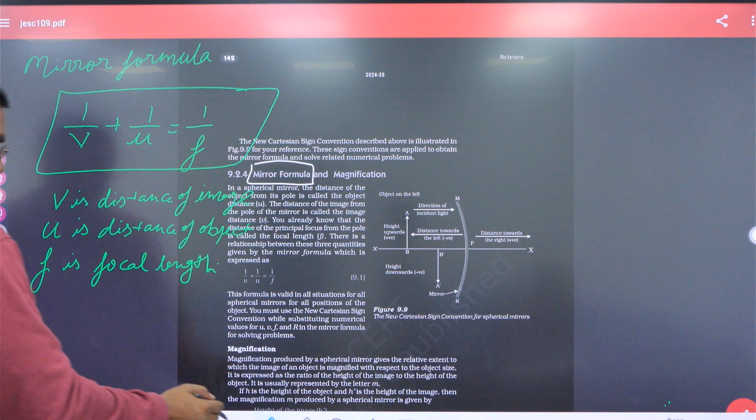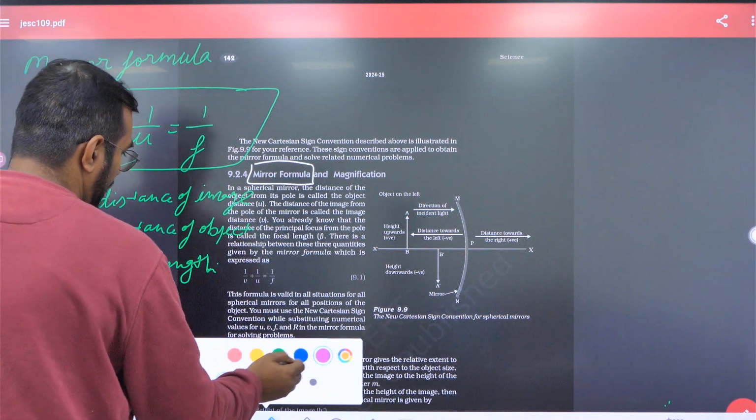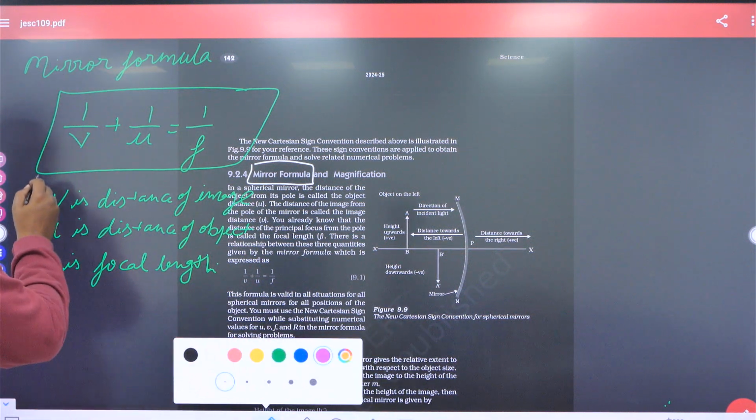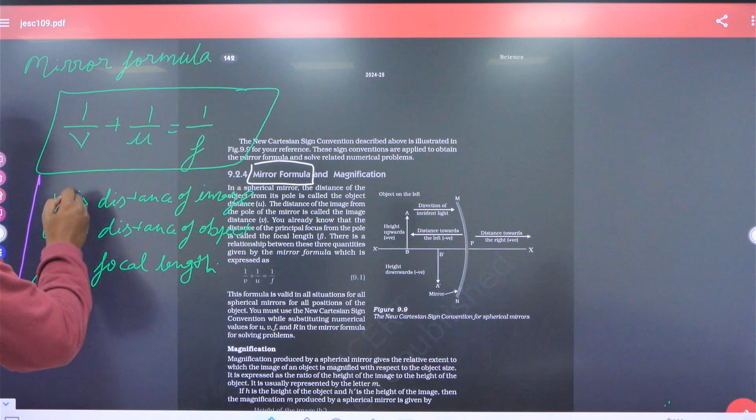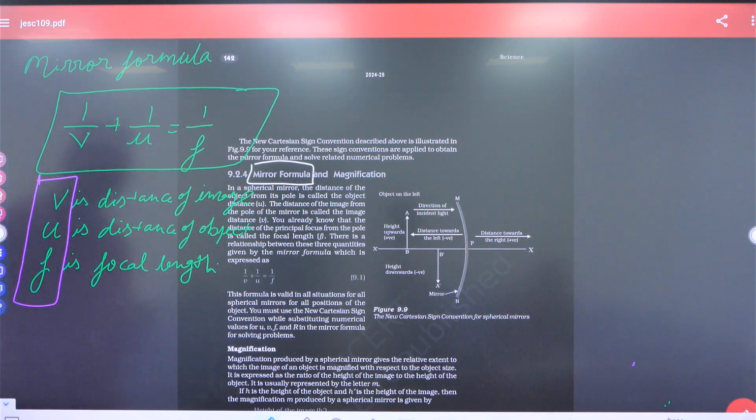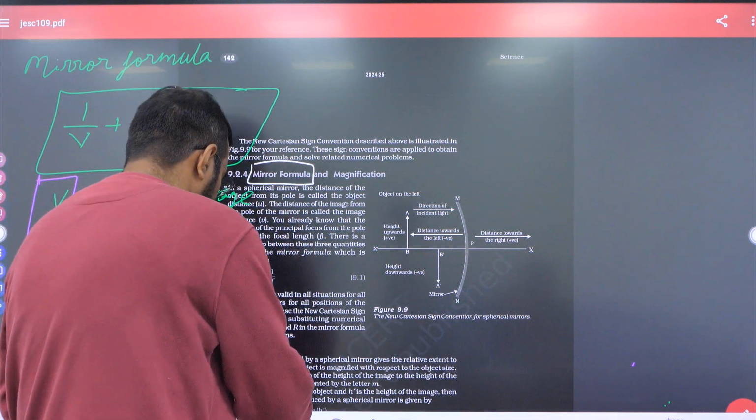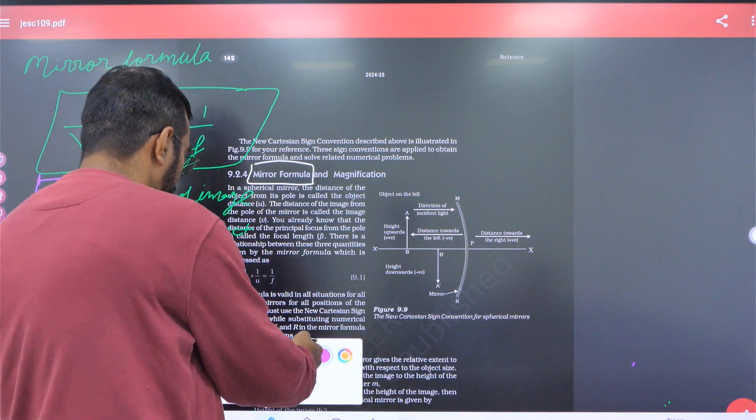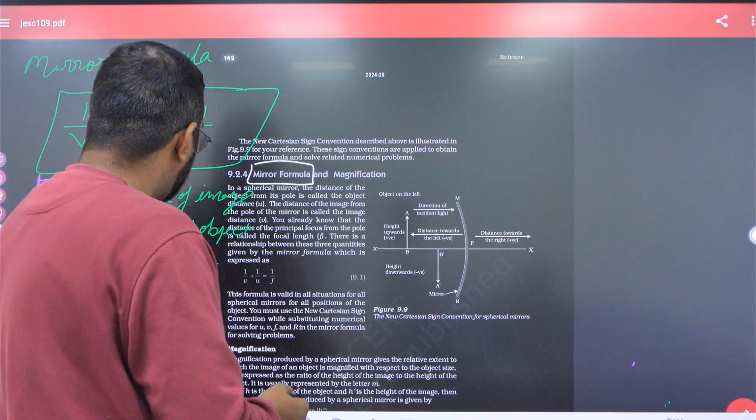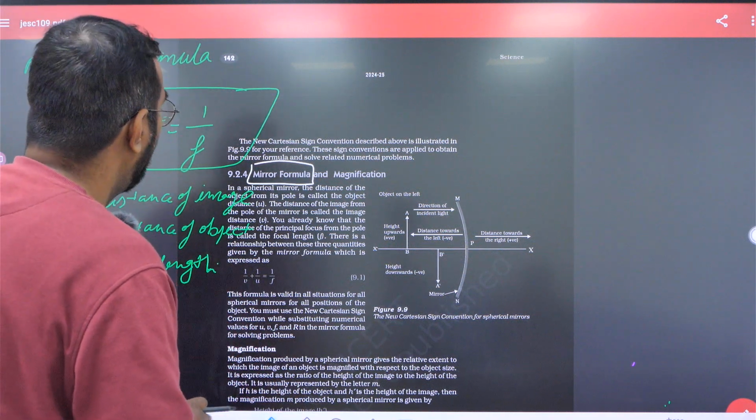Always remember these things while you are solving the numericals. This is the mirror formula and this is v, u and f. Okay. And there are more things that we need to know other than the mirror formula and v, u and f.